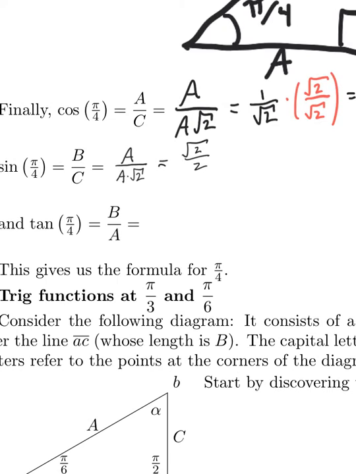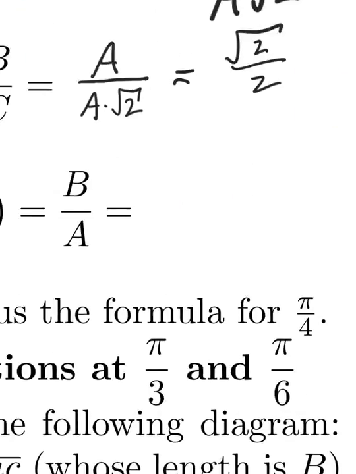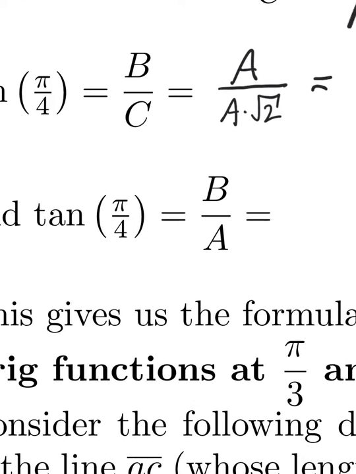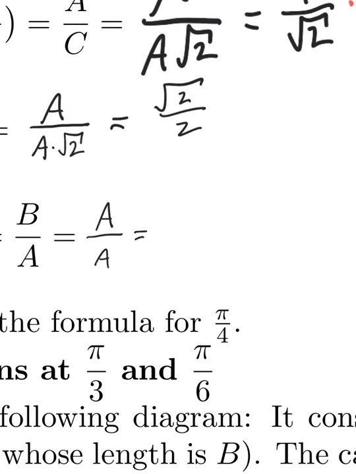The tangent of pi over 4 will be, tangent is TOA, opposite over adjacent. So that will be B over A, but I know what B is. B is equal to A over A. And I know what A is. Well, no, I don't know what A is. It doesn't matter what A is, though. A over A is 1.